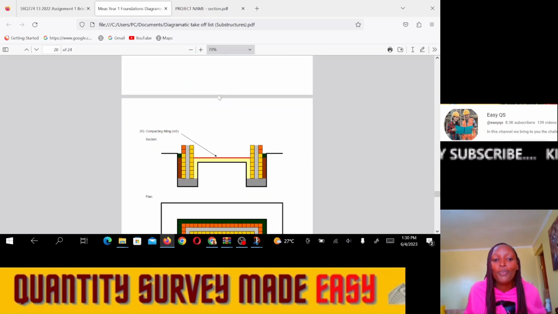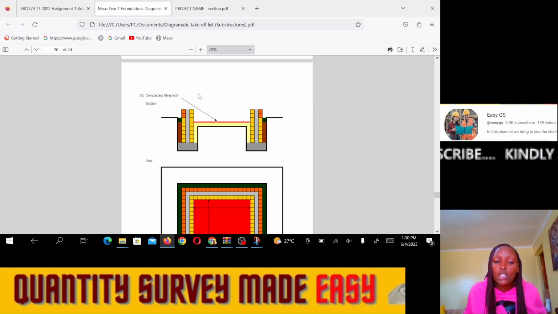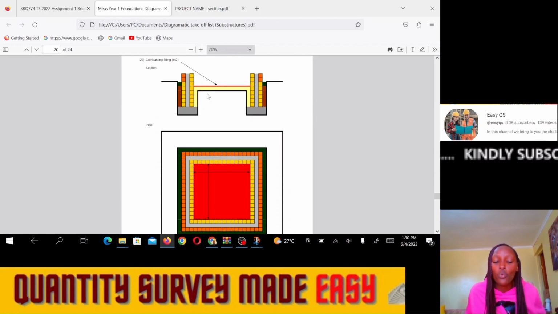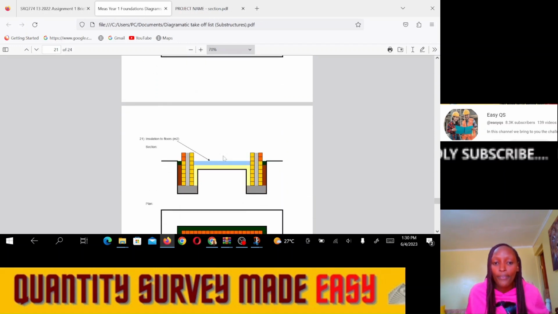So our next item is compacting the filling, the hardcore filling. We need to compact it. How do we measure it? In meters squared. So inside the walls, the whole area inside the walls shall be compacted. So we just measure the length times the width inside the walls.